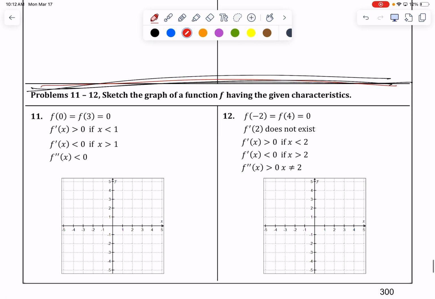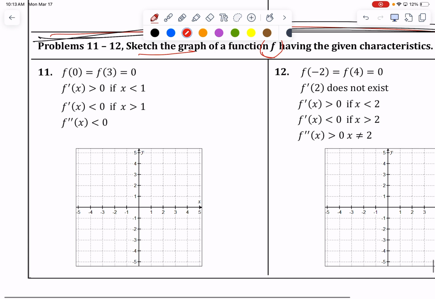All right, sketch the graph. You've got to pay attention to the directions. It says sketch the graph of what? Sketch the graph of what? F. Sometimes I'll say sketch the graph of F prime. I'm actually going to make you do F prime and F double prime. All right, so here you go. We've got some points. What do I know? Go ahead and plot those points. F of 0 is 0 and F of 3 is 0.